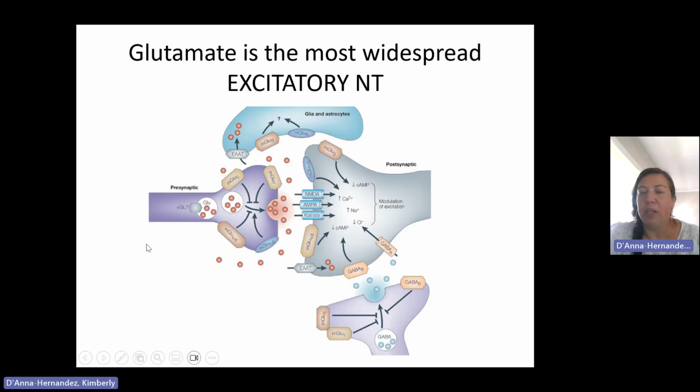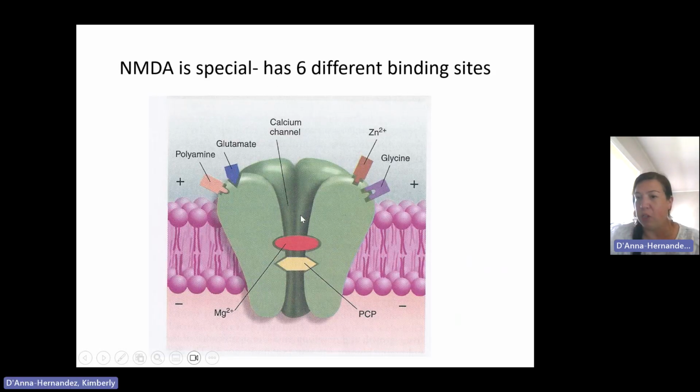Glutamate is our most widespread excitatory neurotransmitter. So GABA is our most inhibitory, glutamate is our most excitatory neurotransmitter. It has 3 receptors that we care about, NMDA, AMPA, and kainate, which are here. We're really only going to talk about NMDA and AMPA. AMPA is ionotropic, and it lets in sodium. Now, NMDA is special. It has 6 different binding sites on it, one of which is for glutamate, but it also has this magnesium block. Unless the magnesium block gets kicked out, the channel can't open. Nothing can get through it.